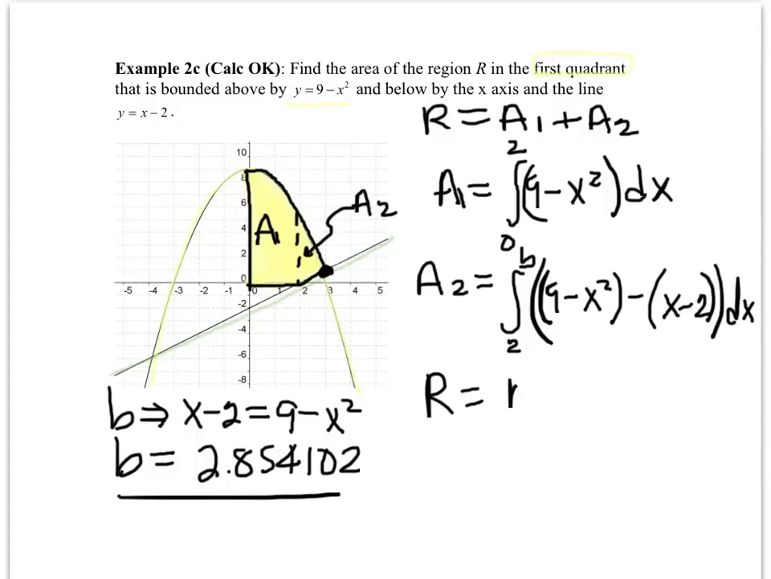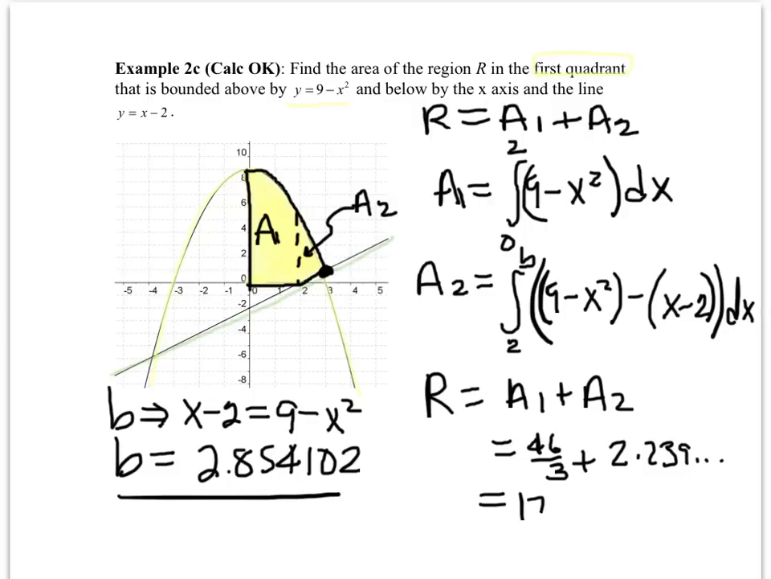So if you do both of those definite integrals on your calculators, you're going to get R equals A1 plus A2, and A1 ended up being 46/3, A2 ended up being 2.239, etc. Don't round until the end. For my total region, I'm getting 17.572.